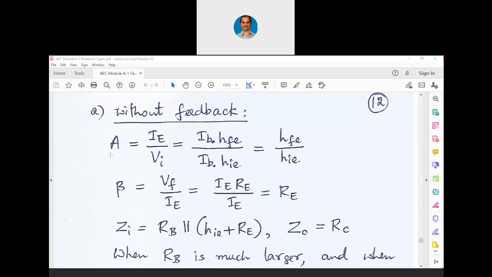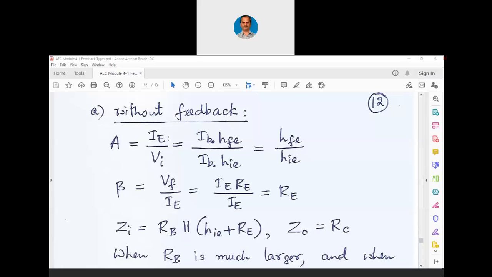Now without feedback, the open loop gain A is IE by VI. IE and IC both are same, right? So it is basically a voltage to current converter now, or we can call it a transconductance amplifier now. We are taking output as current here because we are taking it as a current series feedback.